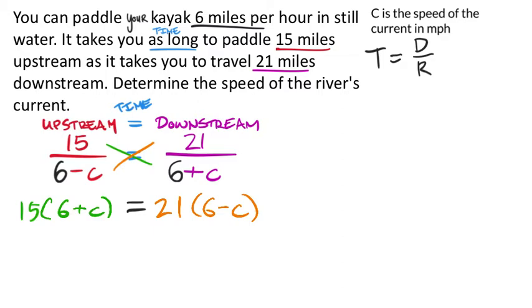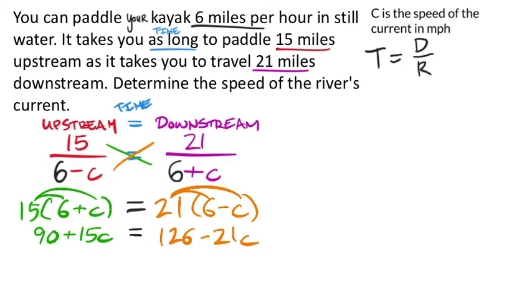But from here, we have some distribution, right? So I'm going to distribute the 15. In my calculator, 15 times 6 is 90. 15 times c is just positive 15c. And this is equal to, let's distribute the 21. 21 times 6 is going to be 126. And then 21 times negative c is negative 21c.